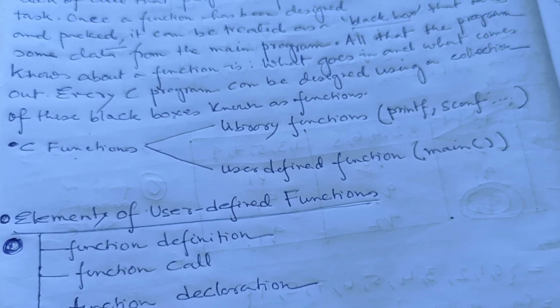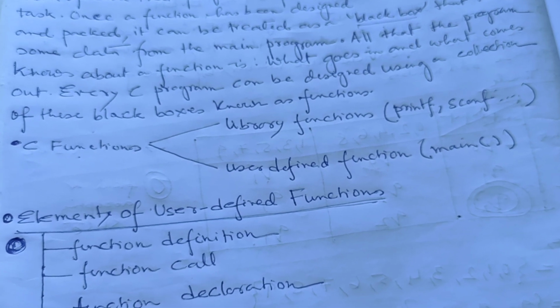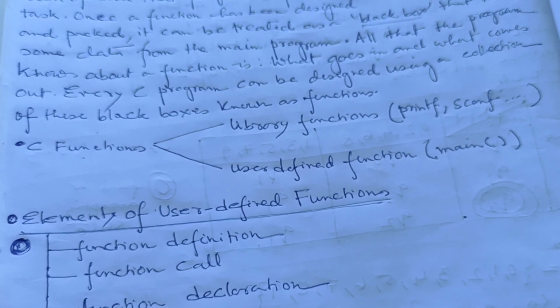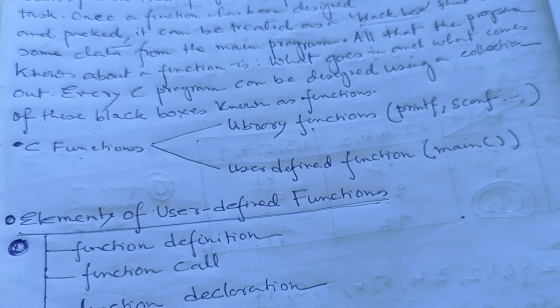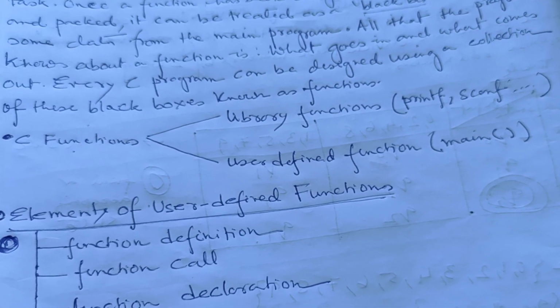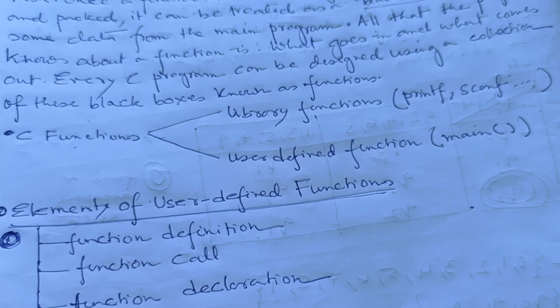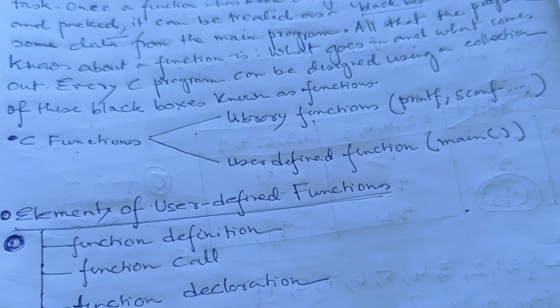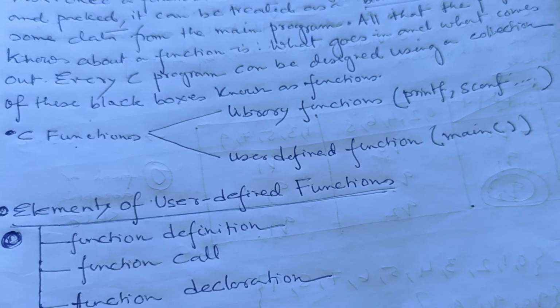And what is a user defined function? The function which is defined by the user or the programmer, that is by us. One example of a user defined function is main. The main function is what you use in C programming. So the main function is known as a user defined function. So it is the example.